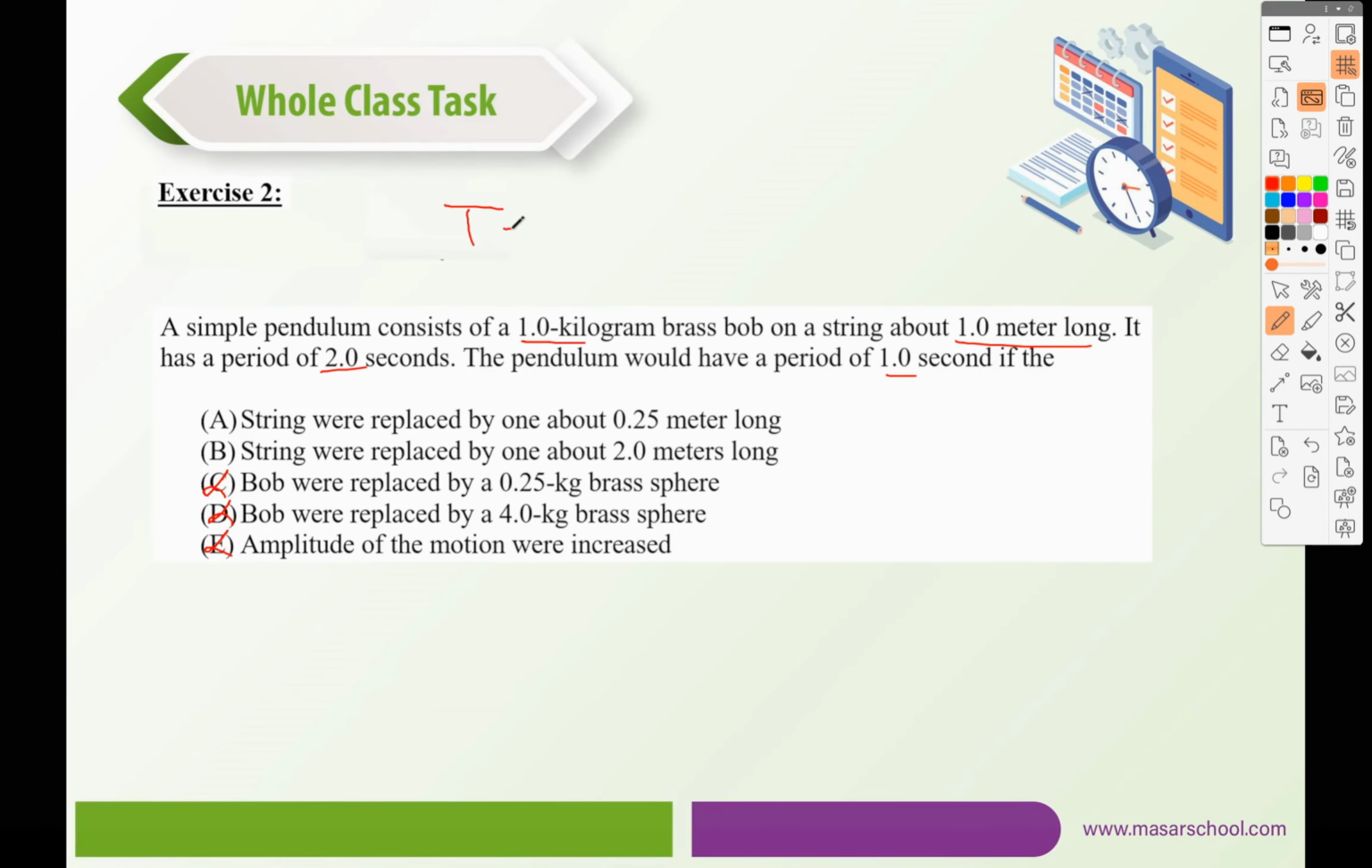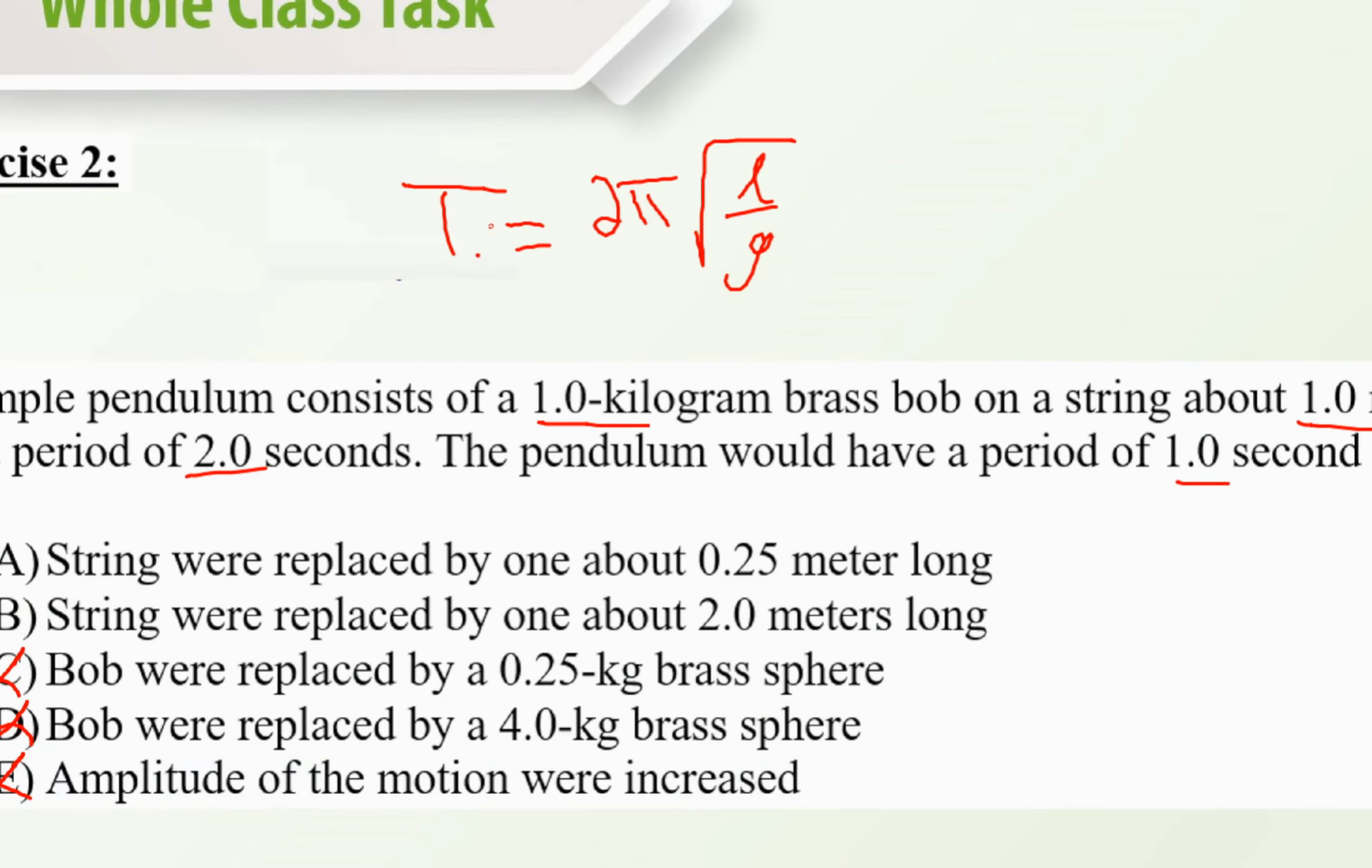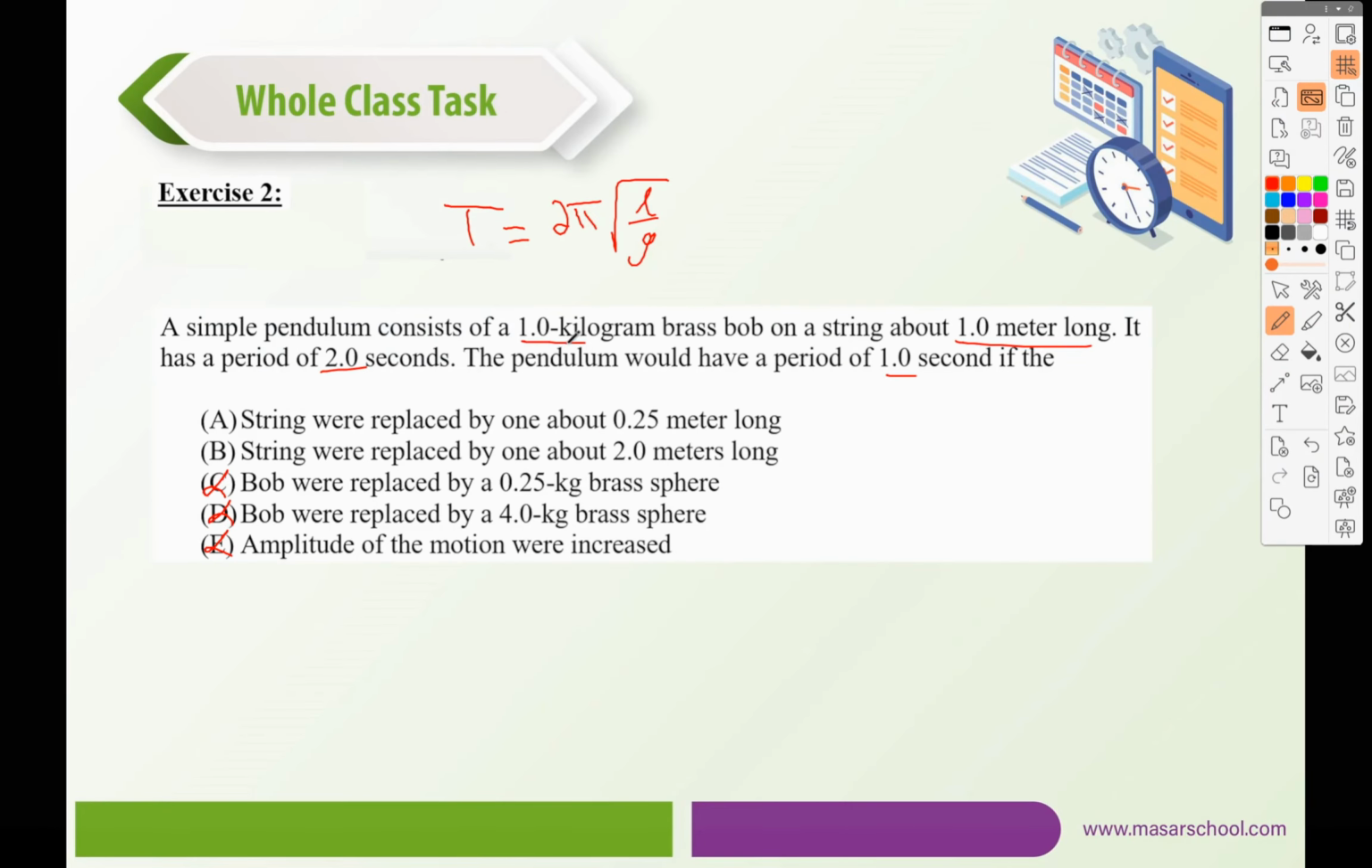Also, if you think about it, the period is given by 2 pi square root L over g. Now the period decreases. The only way that the period decreases is if L decreases, so going from 1 meter long to less, the correct answer would be A, and we can check that by calculation. T squared would be 4 pi squared L over g, and L would be given by g T squared divided by 4 pi squared.